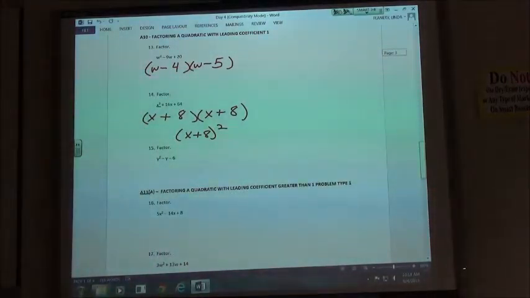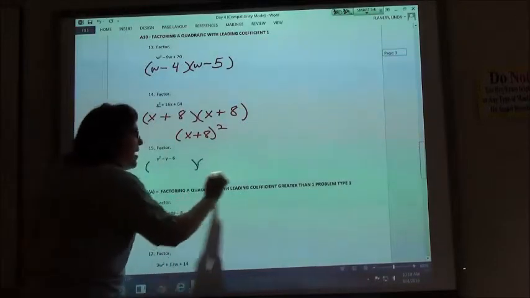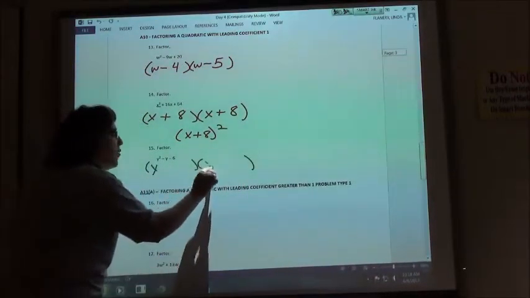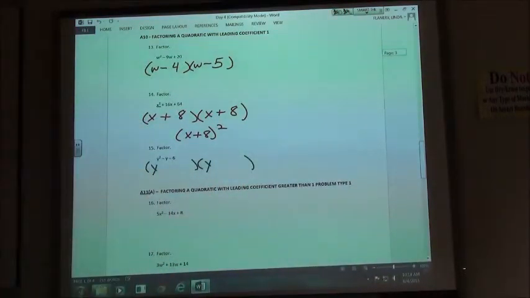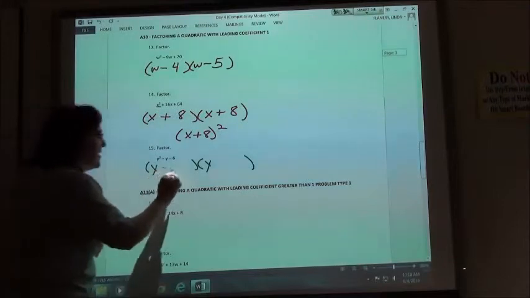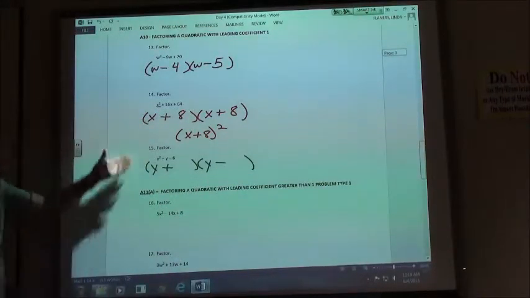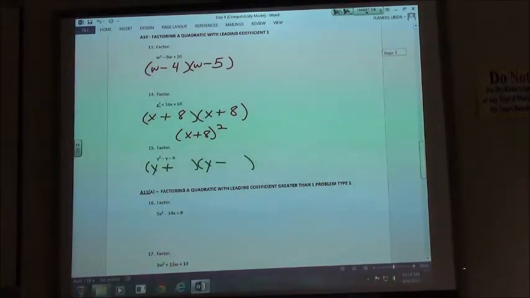15, same kind of thing, but this time my end sign is negative. So if I'm going to factor that, I'm going to say y and y. If the end sign is a negative instead of a positive, it means I had to have one negative and one positive. Positive times a negative is a negative. It doesn't matter which order you put them in if your leading coefficient is 1.